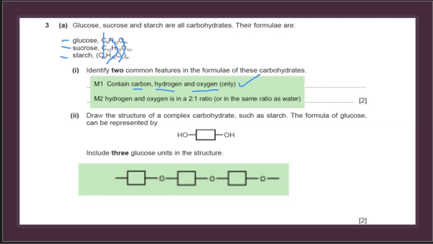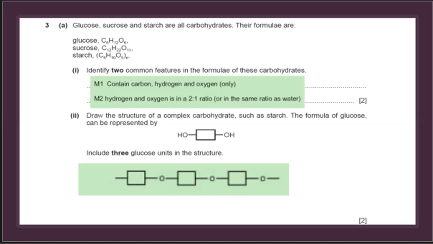The next thing, the hydrogen and oxygen are in a 2-to-1 ratio. So I have 12 hydrogens, I have 6 oxygens. I have 22 hydrogens, I have 11 oxygens. I have 10 hydrogens, I have 5 oxygens. So every time I have 2 hydrogens, I have 1 oxygen. So they are all in a 2-to-1 ratio, which is the same ratio as water.